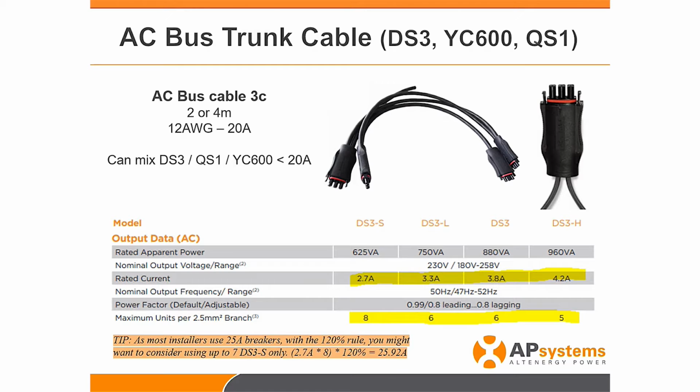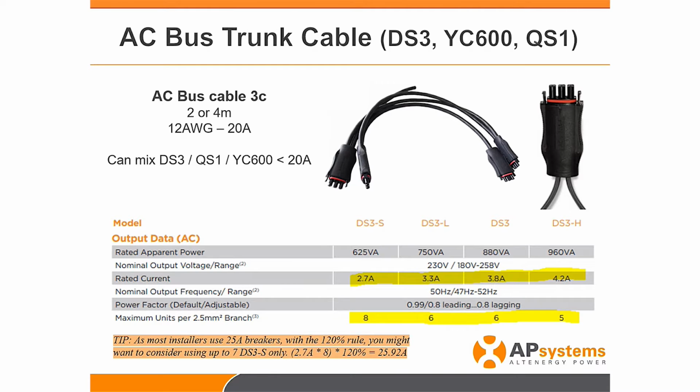If you want to use 8 DS3S in one branch, then you can probably go with a 32 amp breaker instead of a 25 amp breaker, and you will be fine. But most installers here will only use a 25 amp breaker, which is why Nigel has put down a tip that if you use 7, then that will be more feasible, and you will be less prone to customers calling you saying, okay, my inverter is not working. So that will be avoided.